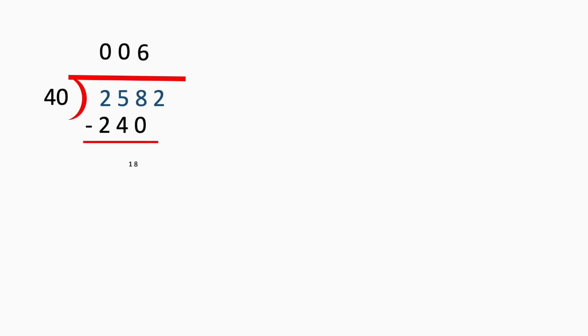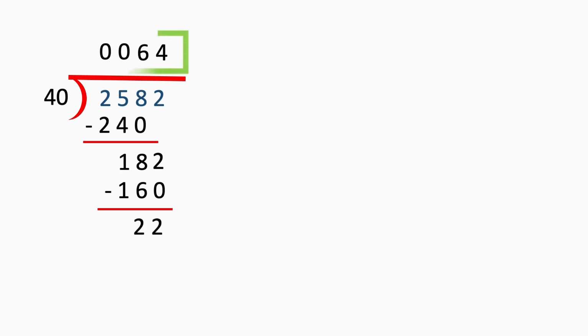6 times 40 equals 240. Its difference with 258 becomes 18. Enter 2. This time we multiply 40 by 4, which becomes 160, which we subtract from 182, and 22 remain. In this stage, there are no more digits of the dividend to enter into calculation. Also, 22 is not divisible by 40 anymore. That means each volunteer must plant 64 seedlings and 22 seedlings remain.